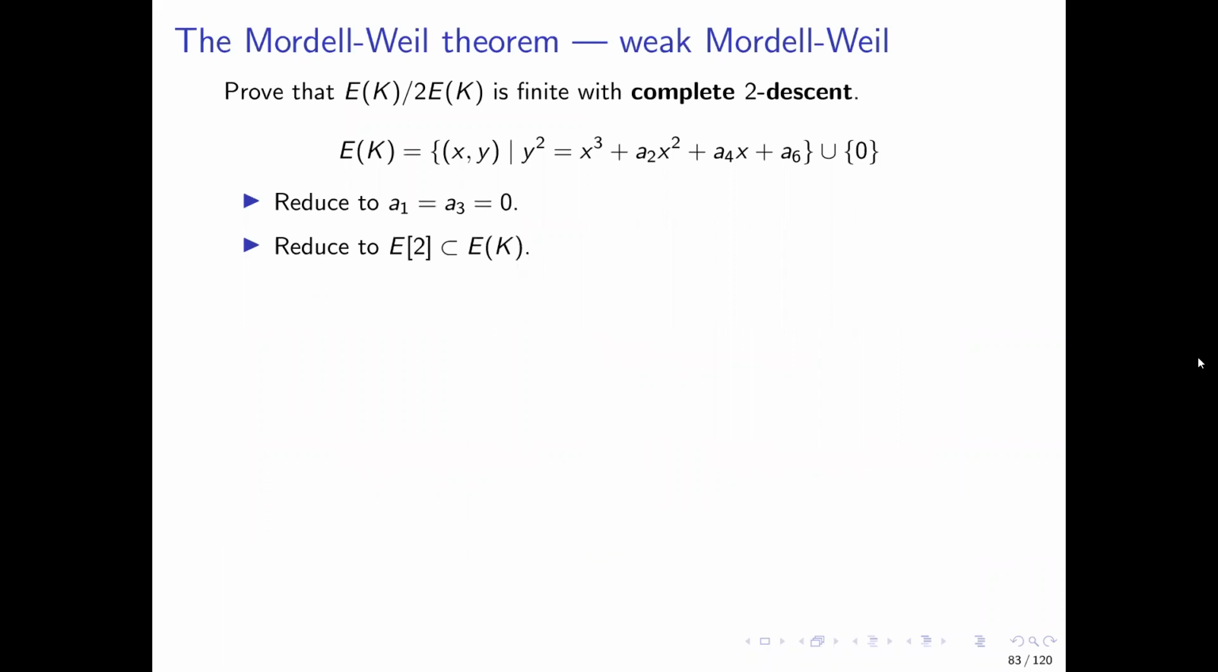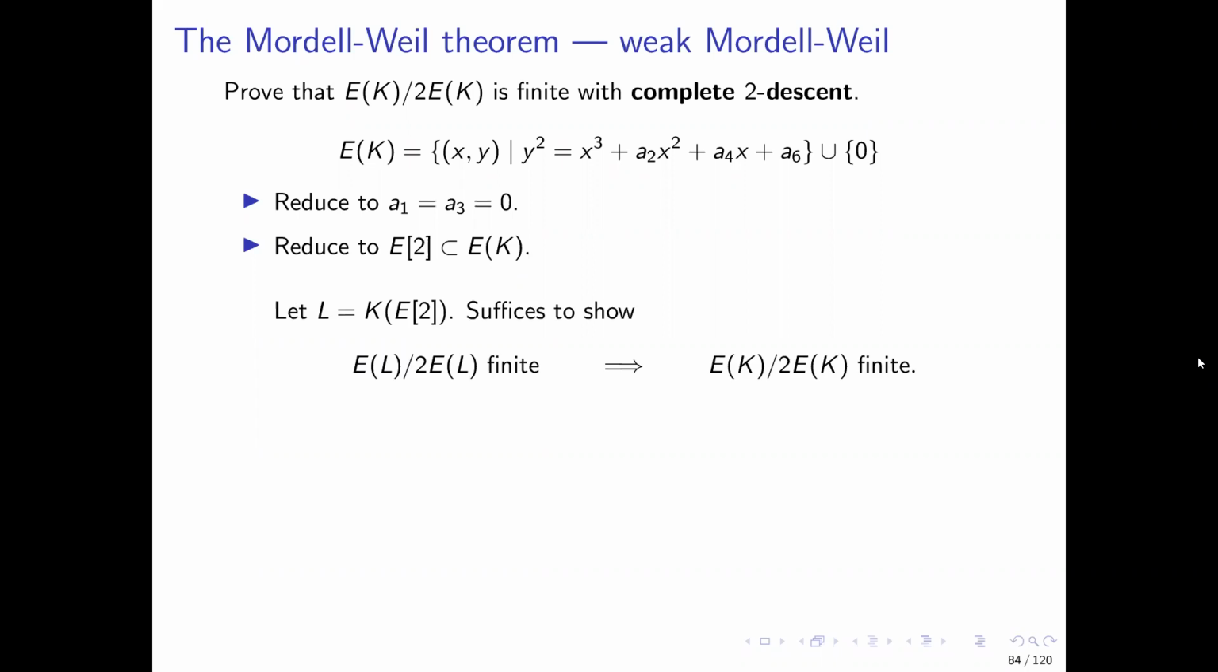Right, so what's the next step here? I want to reduce to the case where E of K already contains all the 2 torsion points of E, which means K contains a splitting field of the 2 torsion polynomial. Recall that a point is in E of 2 if and only if the Y coordinate is 0. So I'm solving this equation and looking at its 3 roots, and the 3 roots of that equation are exactly the roots of the 2 torsion polynomial.